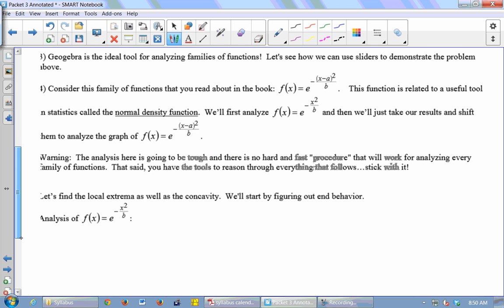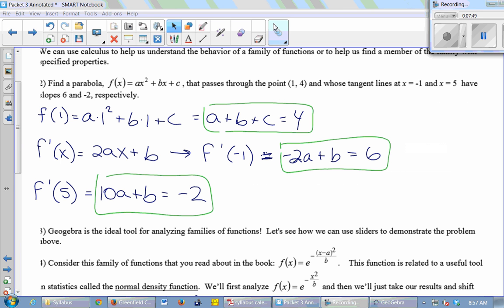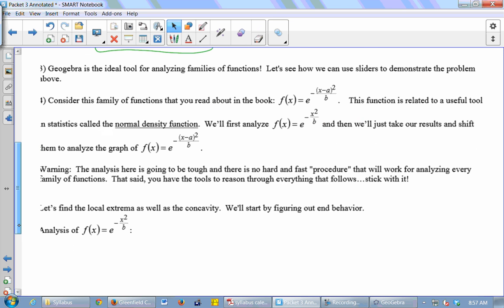So GeoGebra is an ideal tool for analyzing families of functions. So let's use some sliders to demonstrate the problem that we just looked at. Okay, so let's consider another family of functions. You'll read about this in the book if you haven't already.